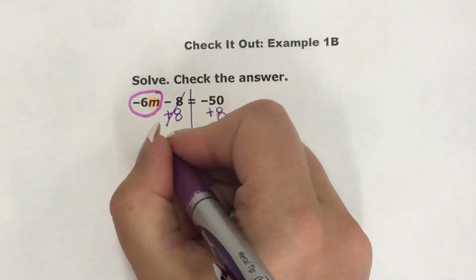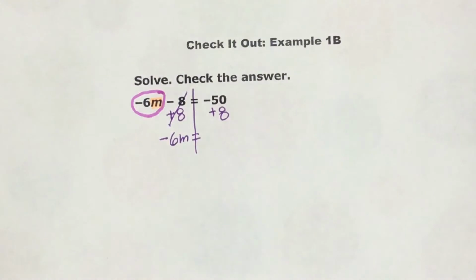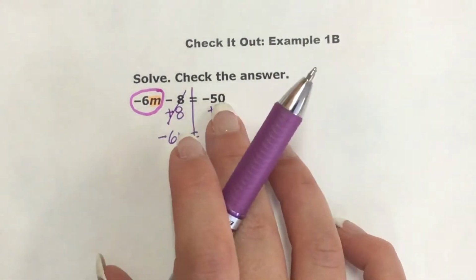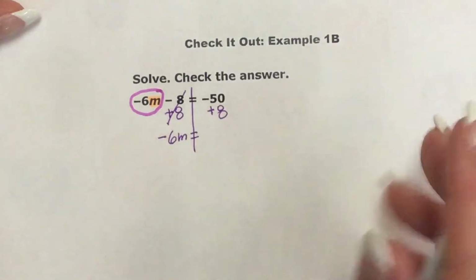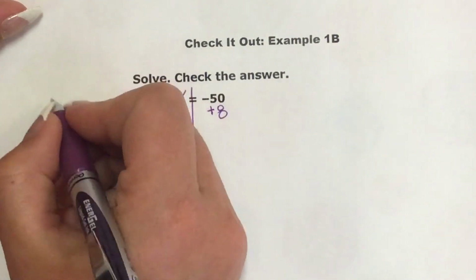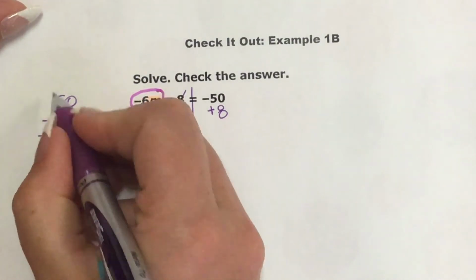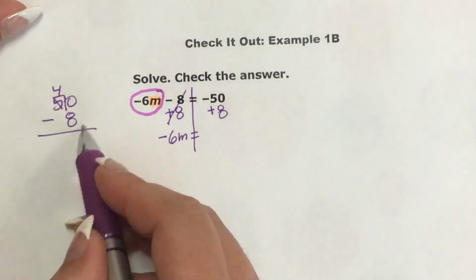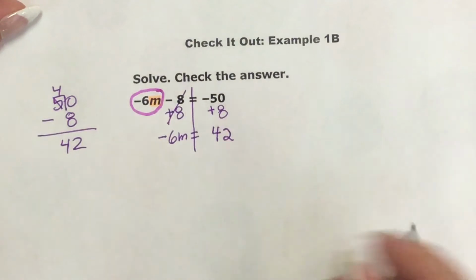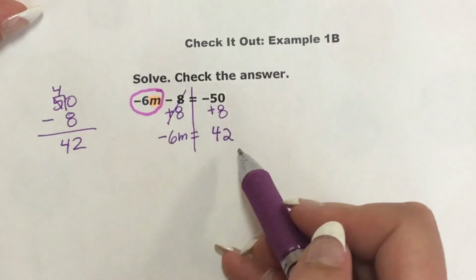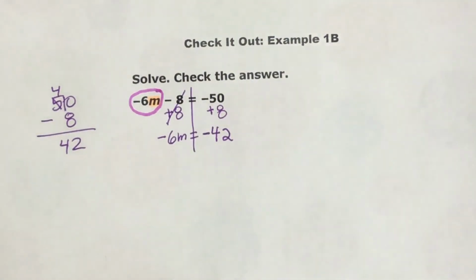Those cancel. We're left with negative 6m equals, and then we have negative 50 plus 8. So this is a negative, this is a positive. The signs are different, so we need to take the difference between those two. I'm going to figure out the difference between 50 and 8. I'm going to have to borrow, make that a 4. 10 take away 8 is 2, and that's 4. So it's going to be 42. Then I look at the numbers 50 and 8. Which number is bigger? 50 is bigger and 50 is negative, which means 42 is negative. So there we go.